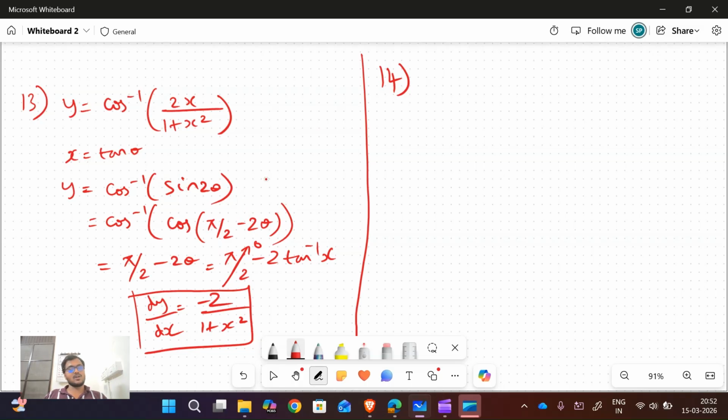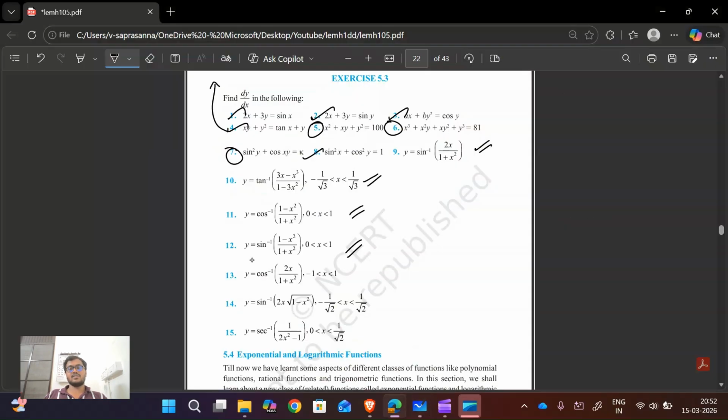Inverse trigonometric differentiation is not about differentiation at all. It's about trigonometry, how well you did your trigonometry in class 11th. Okay. 14th question. 15th question is a little bit tricky. You try and let me know. Very similar only.